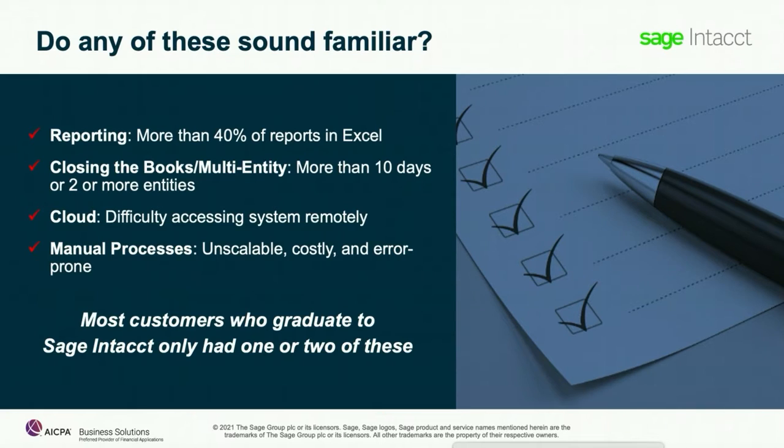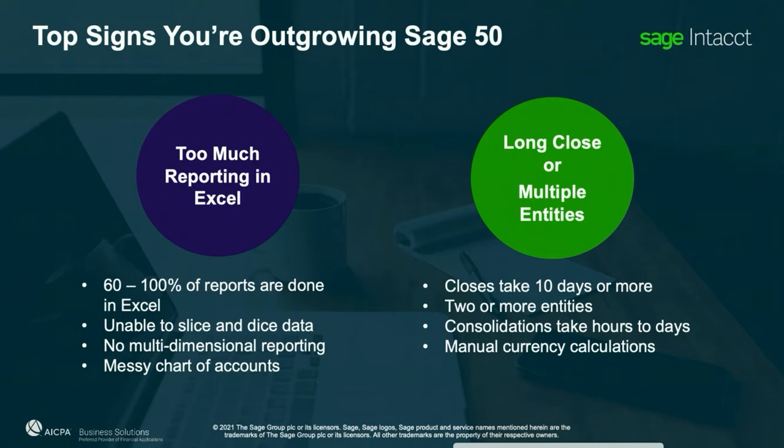Let's go a little deeper and see why companies start looking for another finance and accounting solution. As we talked with customers that made the decision to graduate to Sage Intacct, 4 areas emerged as the most common shared pains. The first 2 we're going to look at here are too much reporting in Excel and long closes or multiple entities.